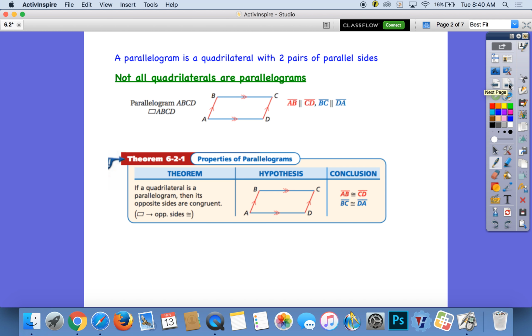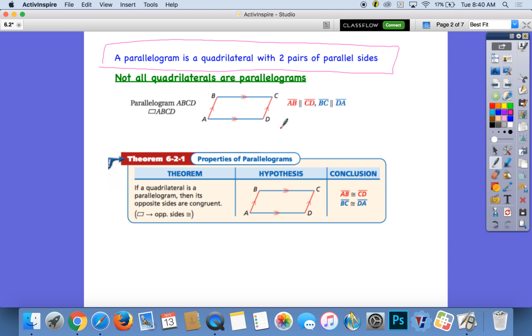So the first thing you guys need to get down, and you need to know this definition, hint, hint. A parallelogram is a quadrilateral, a four-sided polygon with two pairs of parallel sides. All right, so the opposite sides are parallel. AB is parallel to CD, BC is parallel to AD.